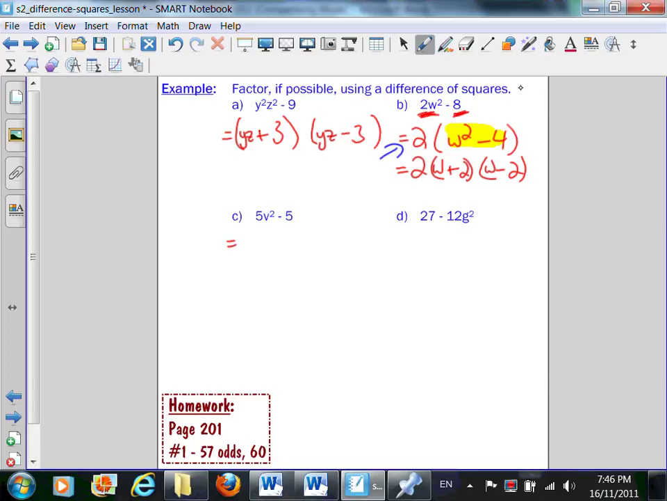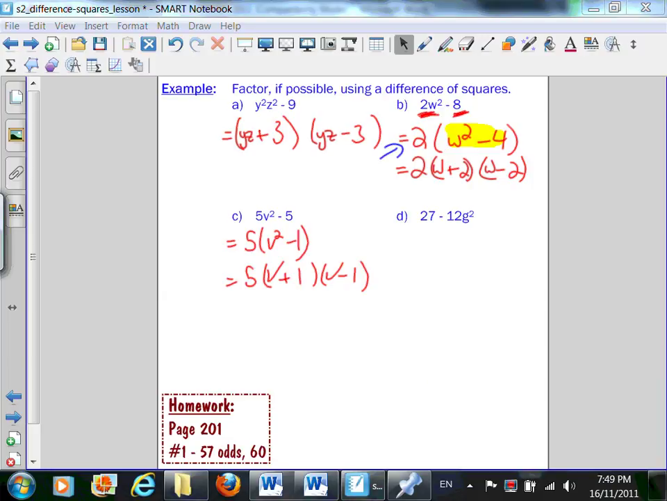Likewise with this next one, 5v squared minus 5. Take out a common factor of 5, and we're left with v squared minus 1. v squared minus 1 is the difference of squares. Square root of v squared is v. Square root of 1 is 1.